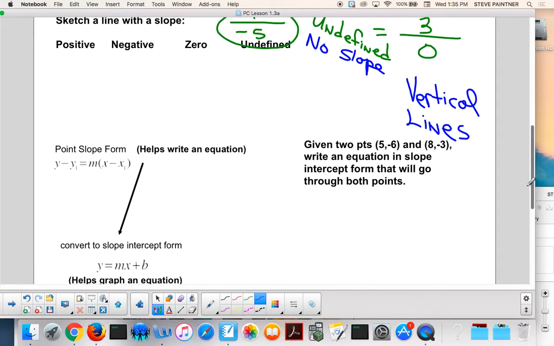Okay? All right. Sketch a line with a slope that happens to be positive, negative, 0, and undefined. This should take you 10 seconds. Ready, set, go.